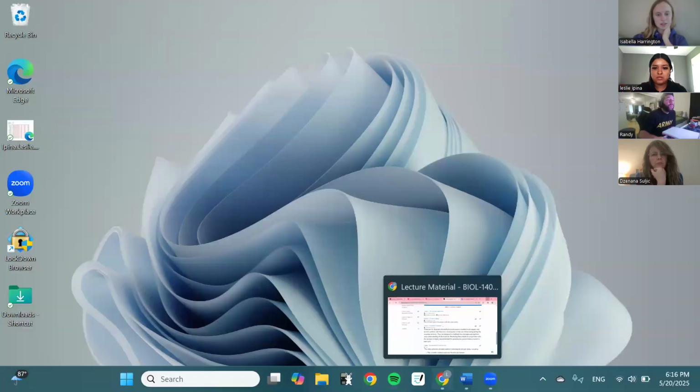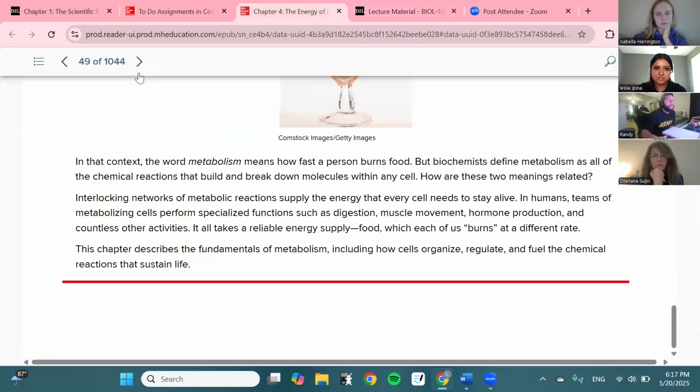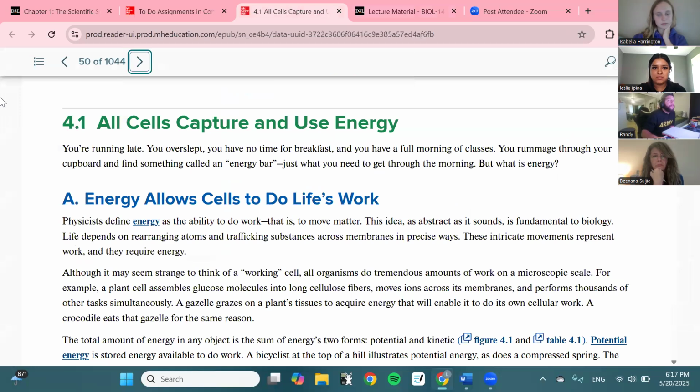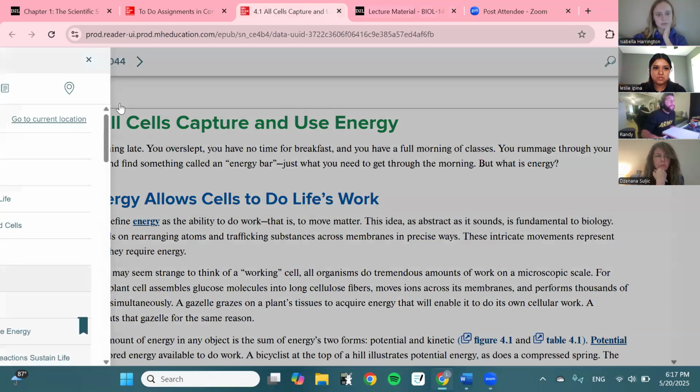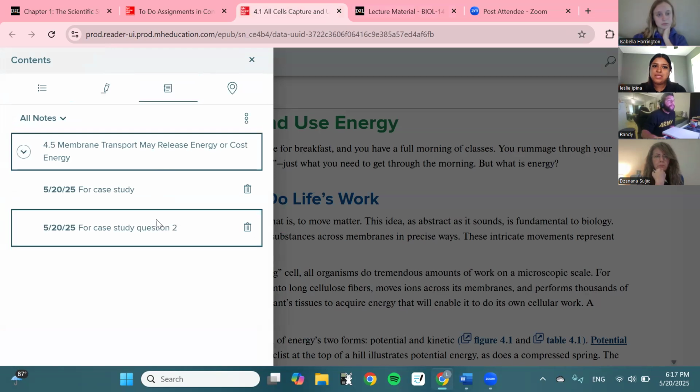That's the first time I've heard about it, so I'm kind of curious. So it's going to be chapter 4. I even highlighted it, so we're just going to wait. How do I access my notes? Oh, right here. See, I even put 4 case study question too.